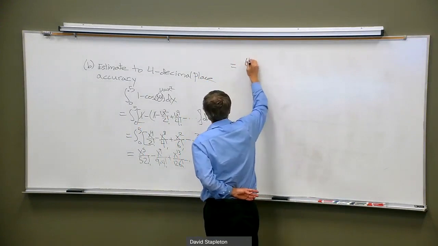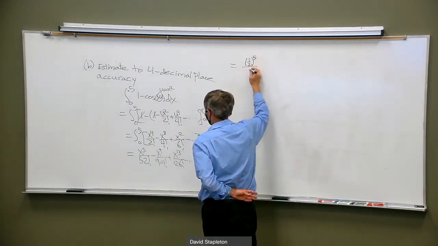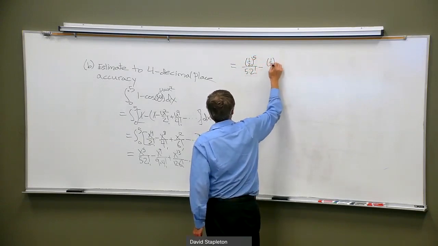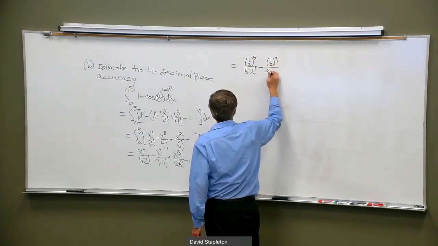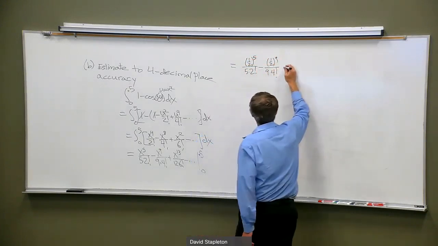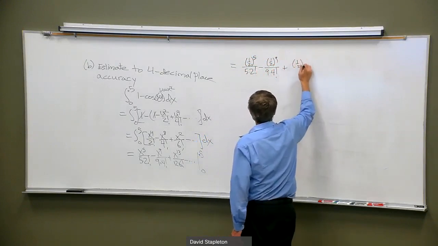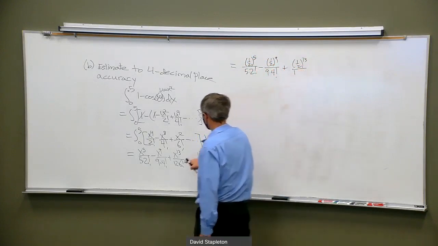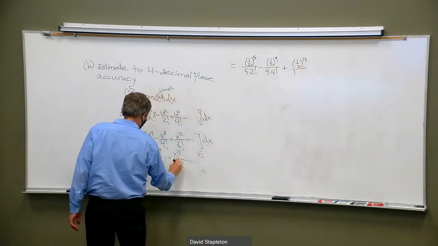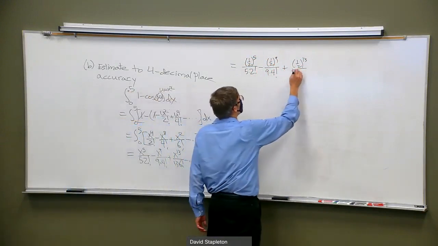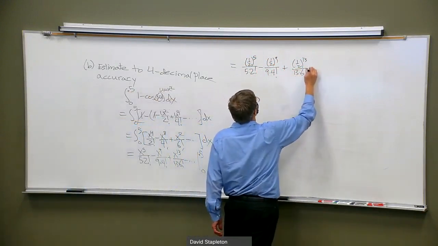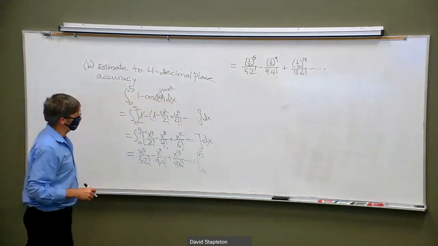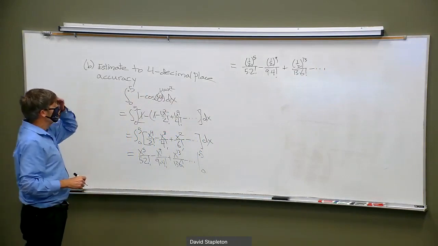What I've got is 1/2 to the 5th over 5 times 2 factorial minus 1/2 to the 9th over 9 times 4 factorial plus 1/2 to the 13th over 13 times 6 factorial, and so on. Now, what you notice about this is there's actually two theorems you can apply to get 4 decimal place accuracy, and I'll accept either one.